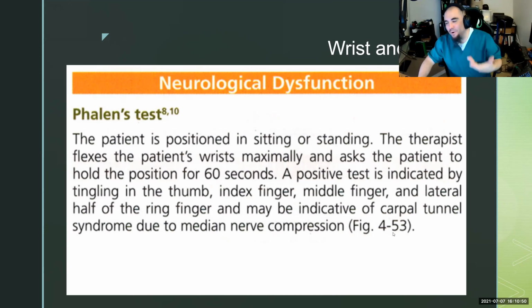So that would be one where we're like, okay, we've got a positive test. What does it mean? Well, it means that you could have a nerve compression, so we need to treat it. We're going to stretch out that carpal tunnel, try not to send them for surgery.